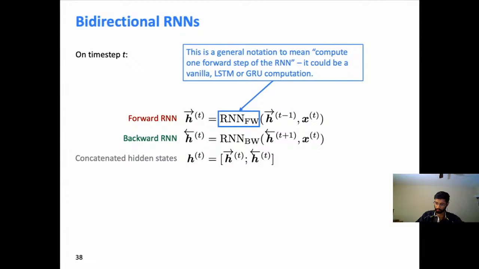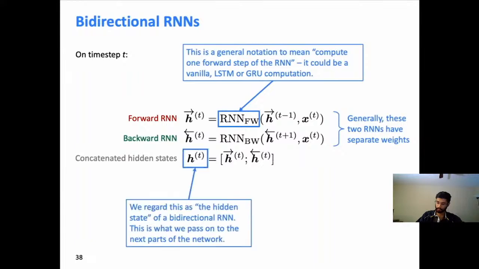So you have these two separate RNNs, RNN forwards and RNN backwards, and generally these have separate weights, although I have seen some papers where they have shared weights. So it seems that sometimes that does work better, perhaps when you have less training data. And then finally, we regard these concatenated hidden states, which we might just denote as HT, as being like the hidden states of the bidirectional RNN.